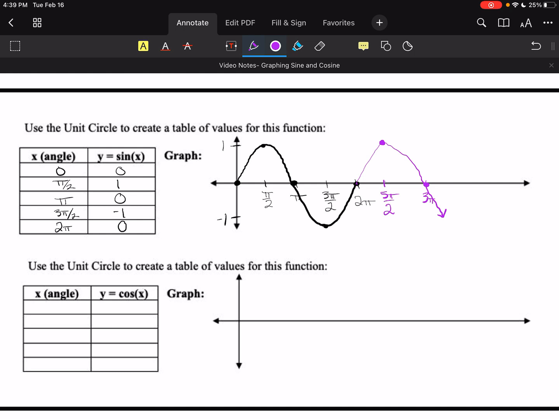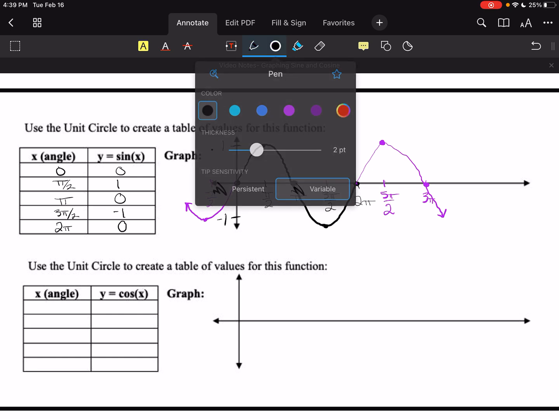Now, it's also important, remember, going clockwise gives me negative rotation. So I can also go in the negative direction. So negative pi over 2 would bring me down. And then this would continue in the negative direction as well. Now let's do the same thing with cosine.